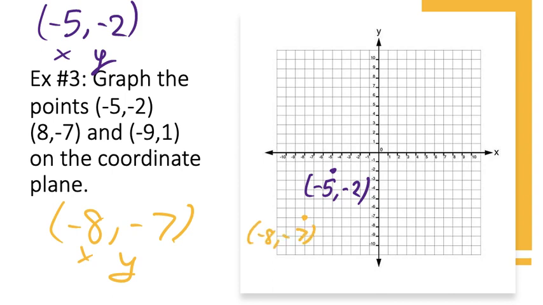And our last point is negative 9, negative 1. Negative 9, negative 1. So we're going to go to negative 9 on the x-axis and then go down 1. So right there's our point, and we can check that. So we have negative 9 here, and then we're meeting the point, negative 1 on the y-axis.